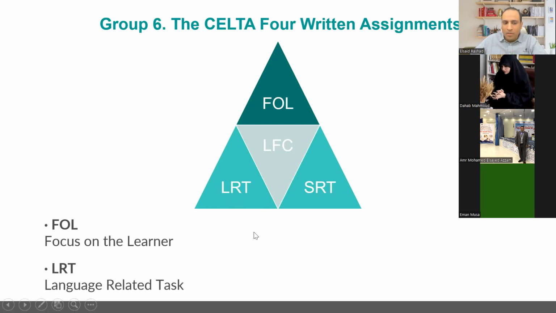Language-related task or lessons from the classroom. Now this is lessons from the classroom. Yes, this one focuses on language analysis. You know language analysis, right? Linguistic analysis. This is a noun, singular, countable, like this. Verb, main verb, irregular, like this. You analyze language. This is a very important assignment.